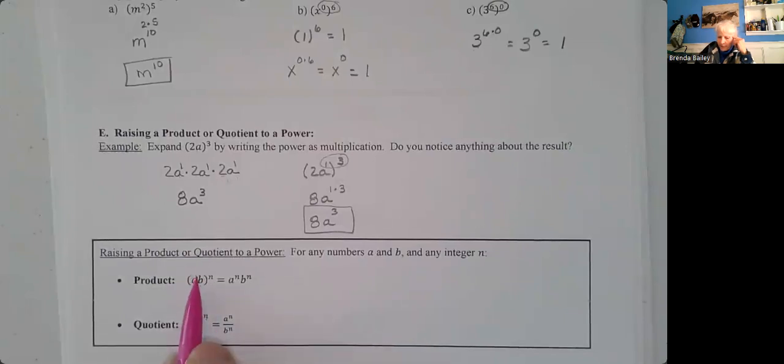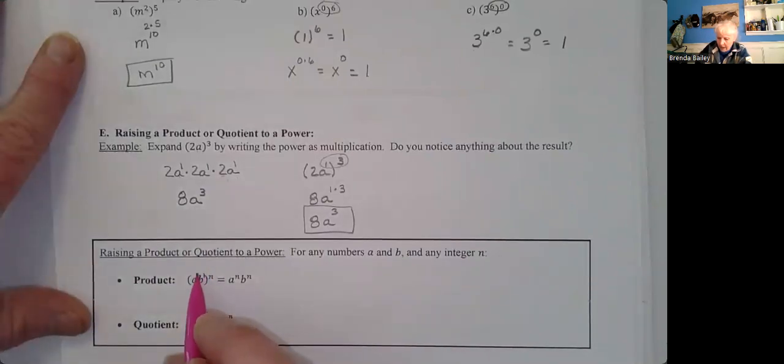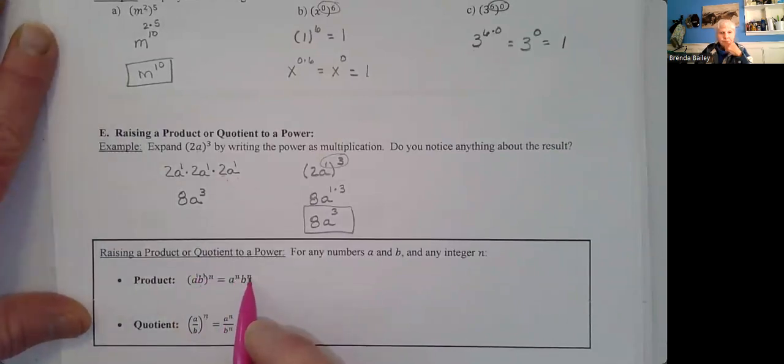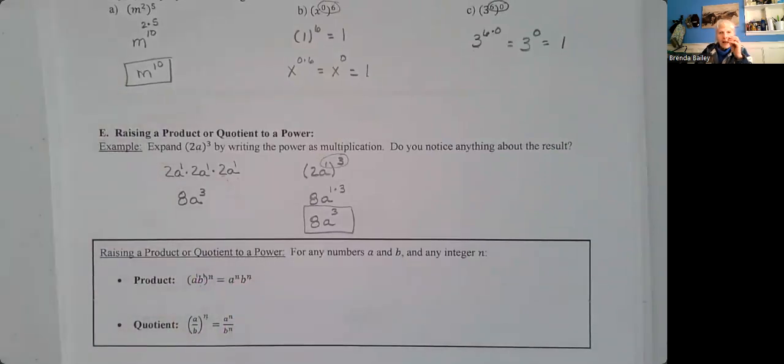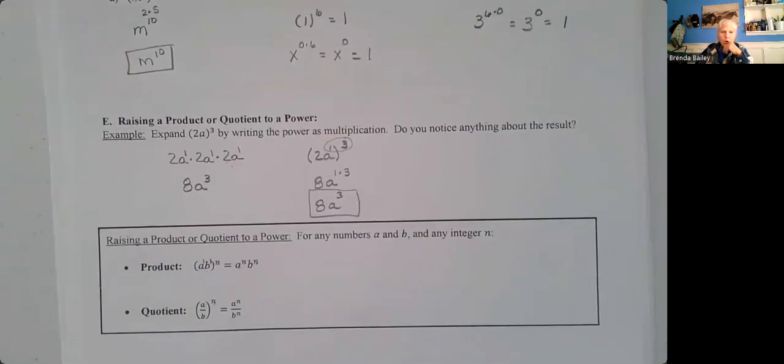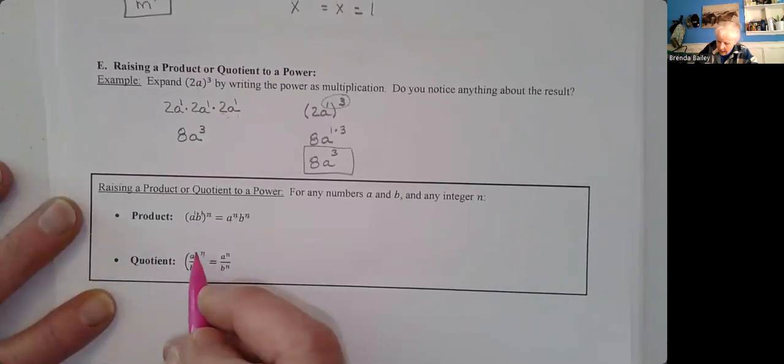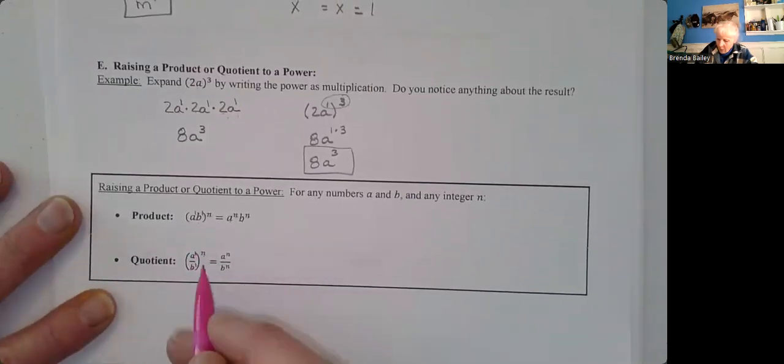You would take the exponent on the a, which in this case is a 1, times n, and then the exponent on the b, which is a 1, times n. So you get a to the n, b to the n. So again, you multiply them separately, the exponents. And again, even with a quotient, you multiply the exponents separately. 1 times n is n, 1 times n is n. So you do those separately. So let's look at some examples of that.